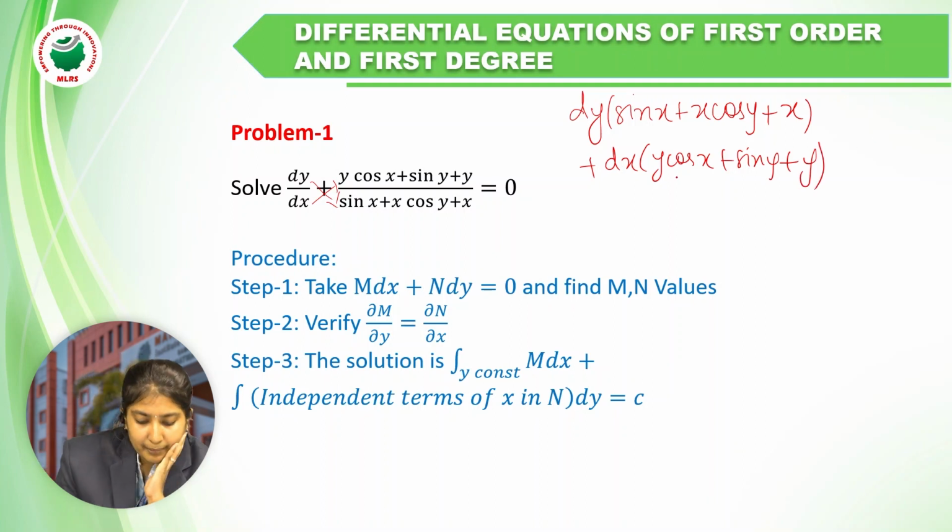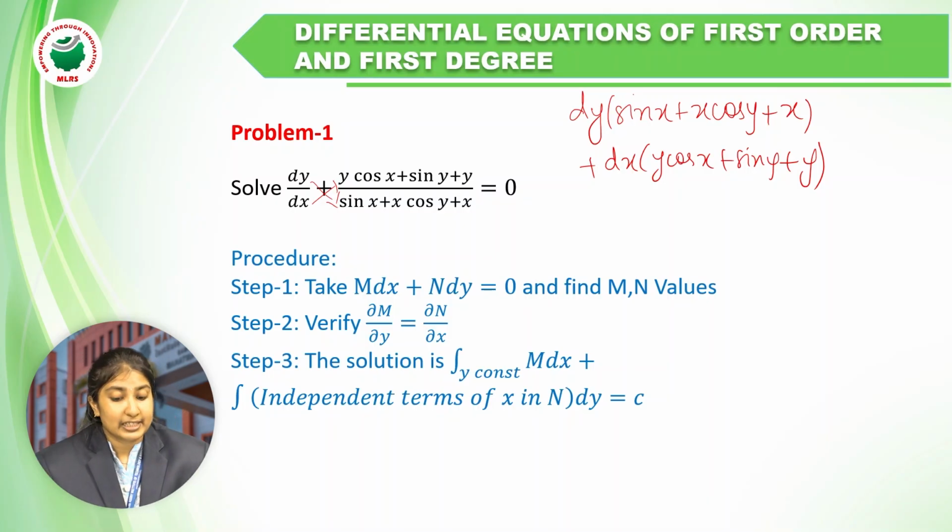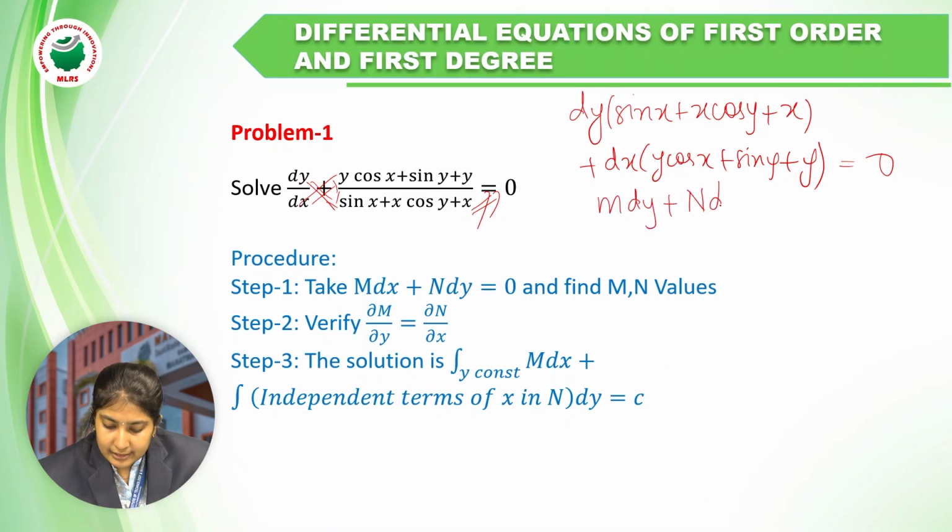Let me tell you, if I multiply like this by cross multiplication, you may say the denominator dx into (sin x plus x cos y plus x) is multiplied with 0, so it will definitely be 0. So I'm directly taking this equation. I'm just repeating this step once again. You multiply dy with this term, dx with this term, and the denominator is multiplied to 0, so you get the equation. Now if you look at the equation, is it of the form m dy plus n dx equal to 0?